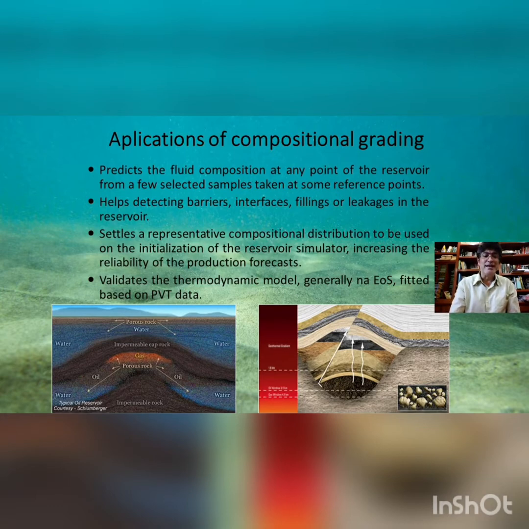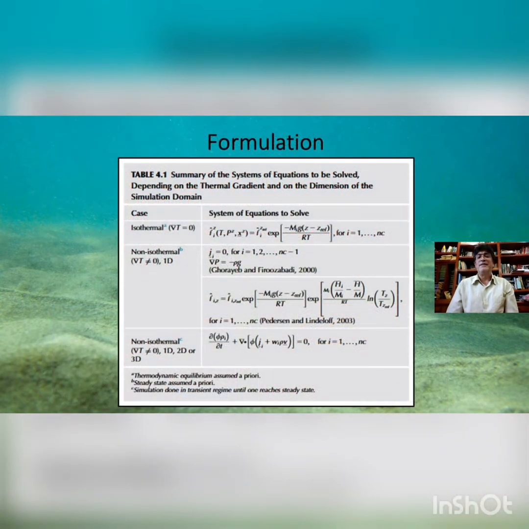Well, let's see a little bit of the equations that compose the modeling of this problem, right? If you assume that the reservoir is isothermal, and we have already talked about that, you have to solve the so-called gravity-modified fugacity equations. But if you assume that the reservoir has a thermal gradient along depth, for example, a 1D thermal gradient, then you have to solve the diffusion flux equations.